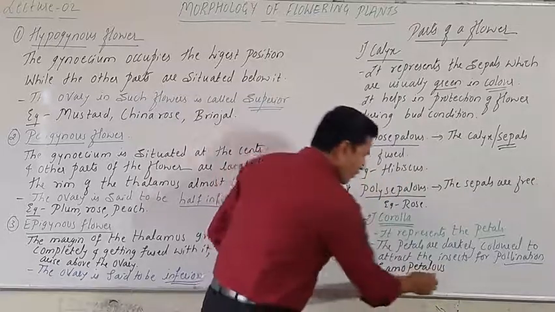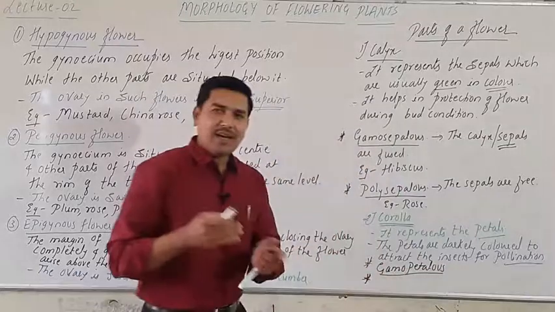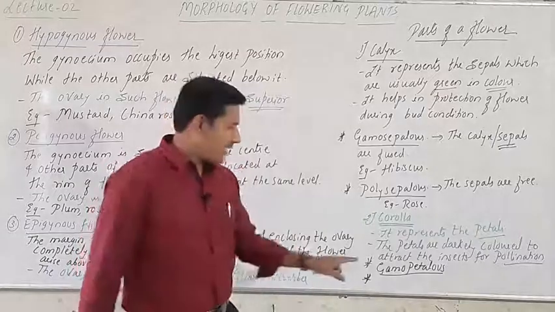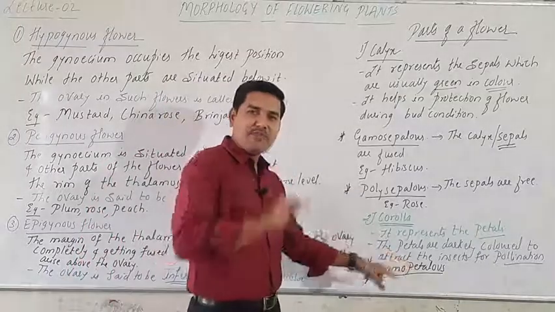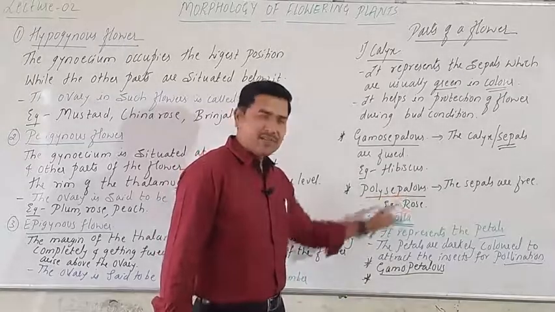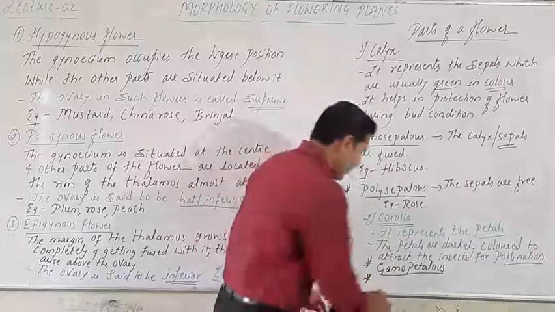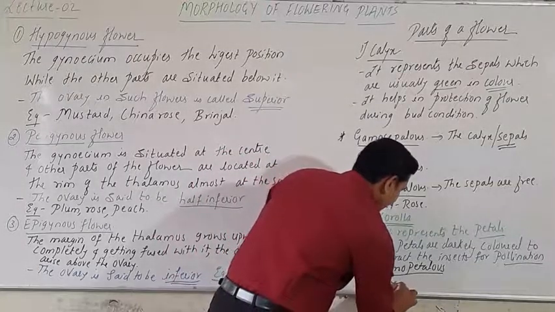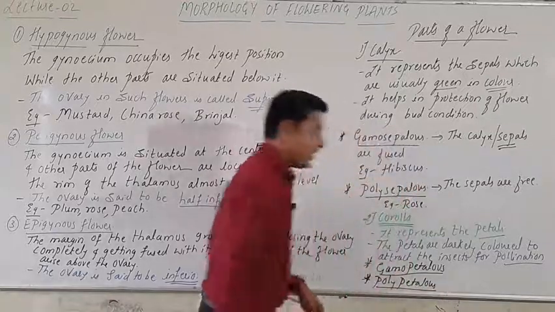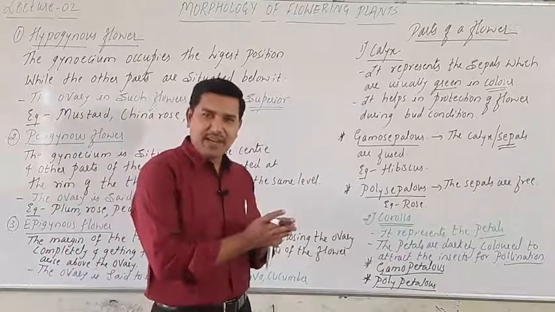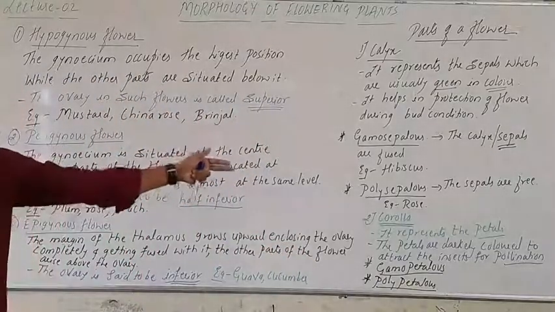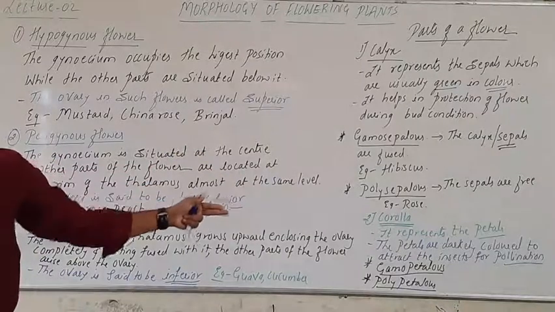Okay, for gamopetalous, write the definition: the petals are fused. Gamopetalous, the petals are fused. Similarly, here it is polysepalous, and here we use another term. What is it? Polypetalous. Look at this. Polypetalous, if the petals are free. So this is regarding gamosepalous, polysepalous, then gamopetalous and polypetalous.